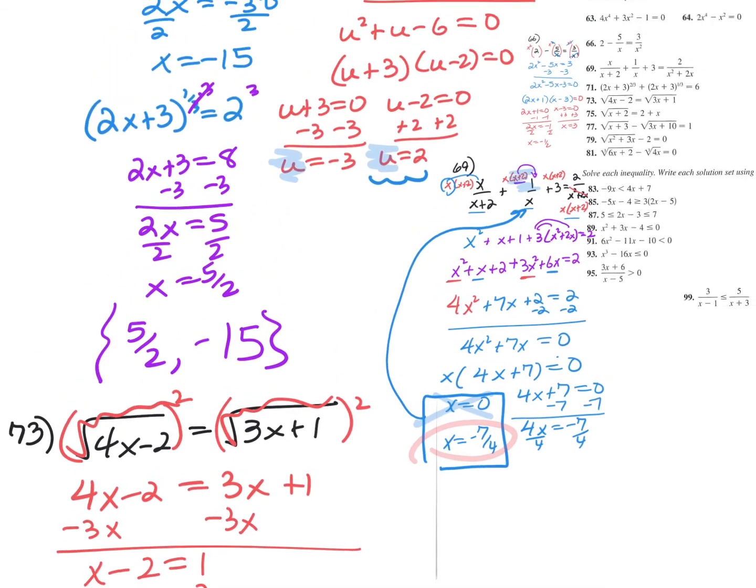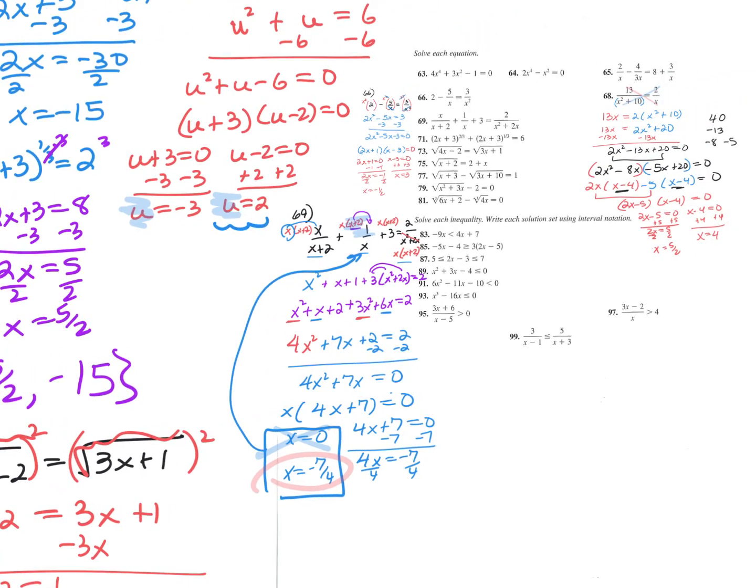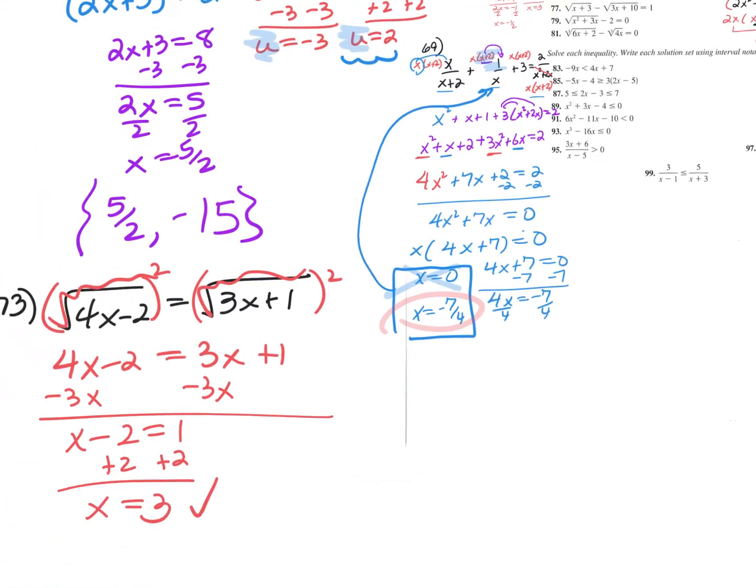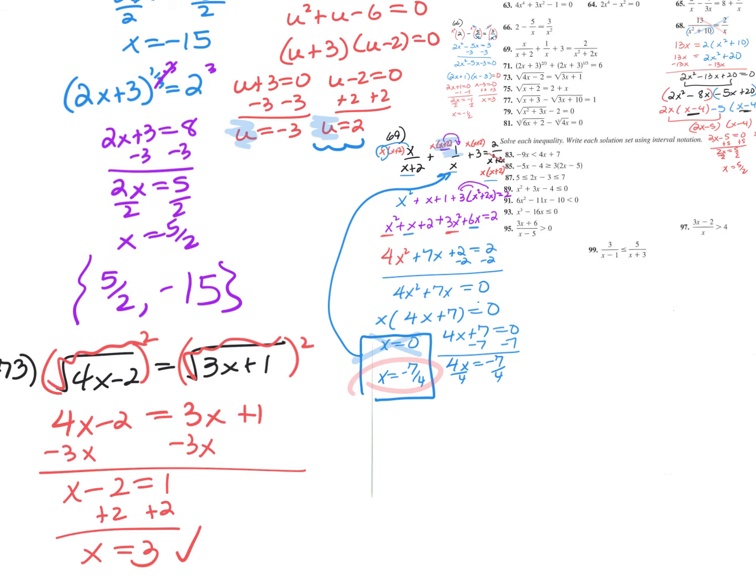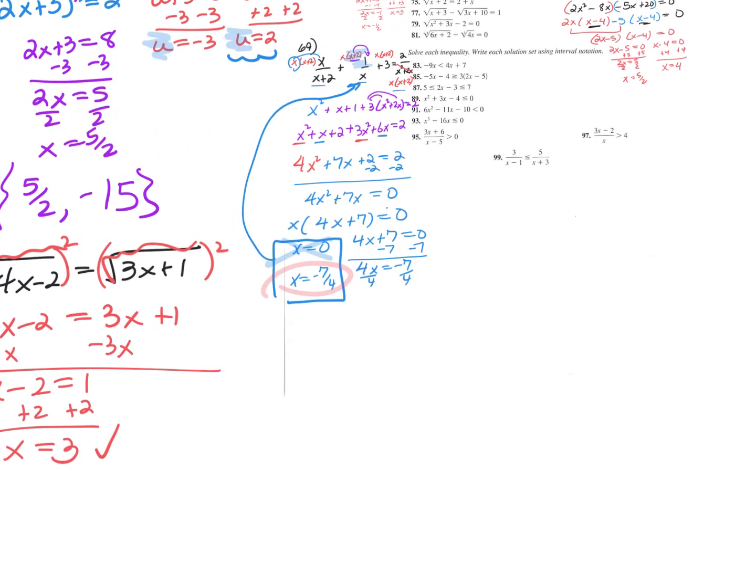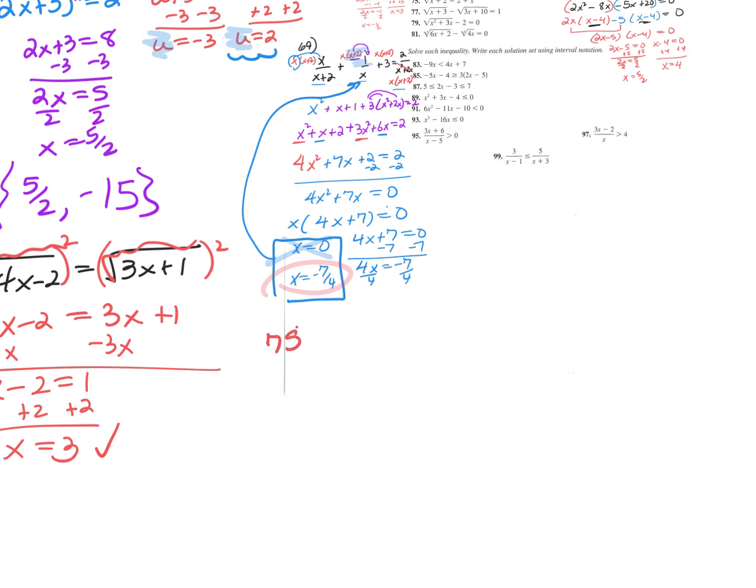Next one, 75. Okay, so the rest are going to be all odds. So 75, 77. I'm just going to go straight down the column. So 75, the square root of x plus 2 equals 2 plus x. So again, in order to get rid of the radical, I need to square both sides. Now, when I square this right side, I got to FOIL that thing.